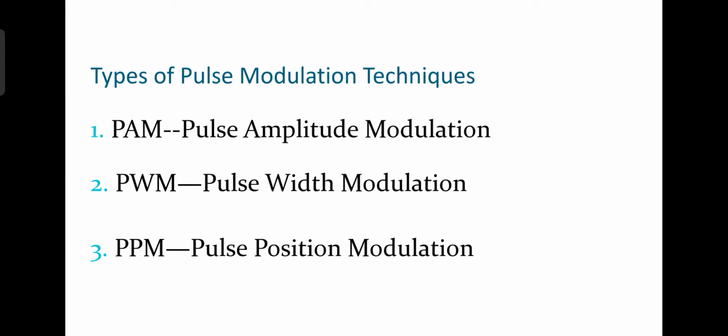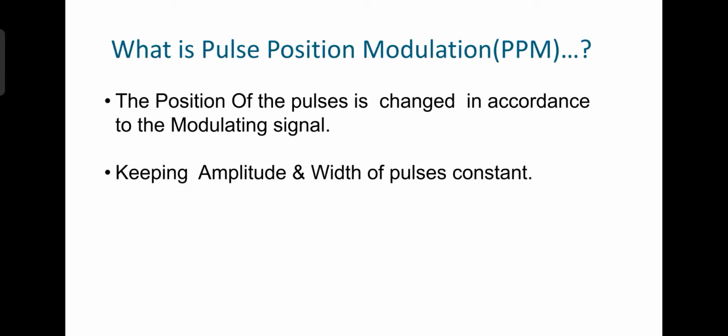There are three types of pulse modulation systems, that is PAM, PWM and PPM. In previous videos we discussed the PAM and PWM techniques. In this video we discuss the pulse position modulation technique. What is the pulse position modulation technique?